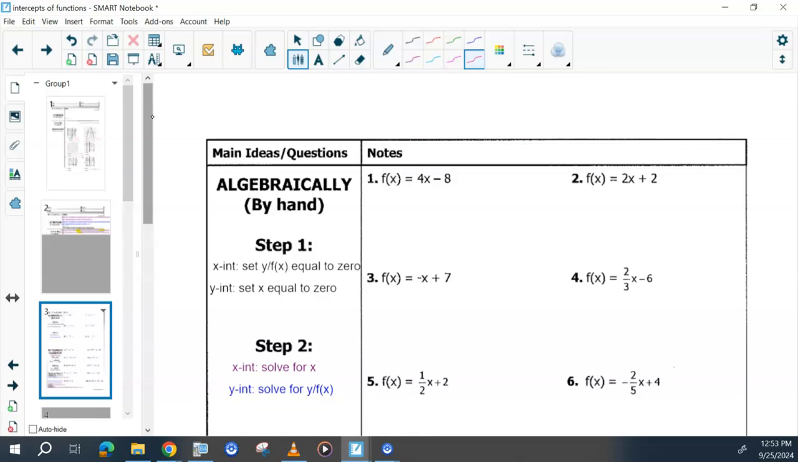Algebraically by hand, I'm going to show you 2 different methods, one in slope-intercept form, one in standard form. So the steps are off to the side. For the x-intercept, set the y equal to 0. For the y-intercept, set the x equal to 0. So in this equation, this f of x is the same thing as y. So if you want to rewrite it as y equals, you can do that.